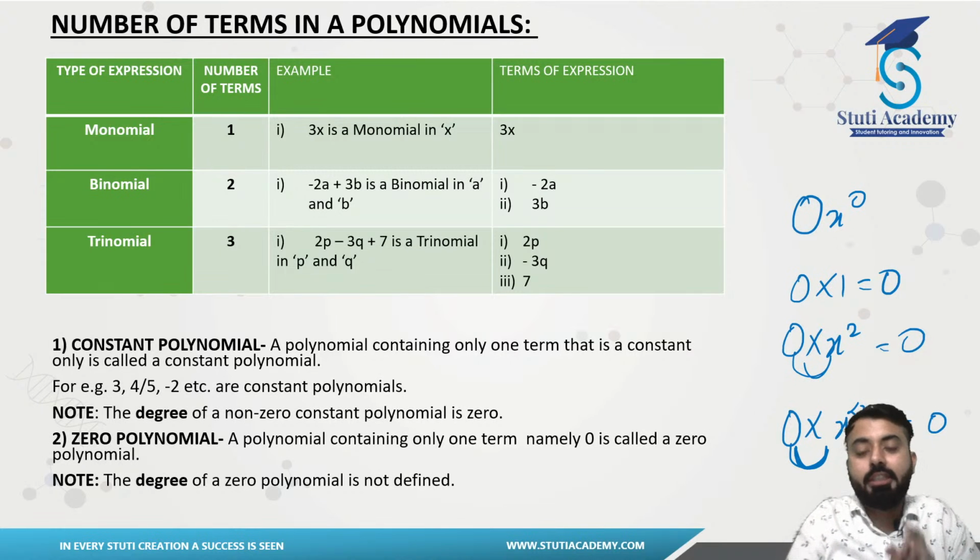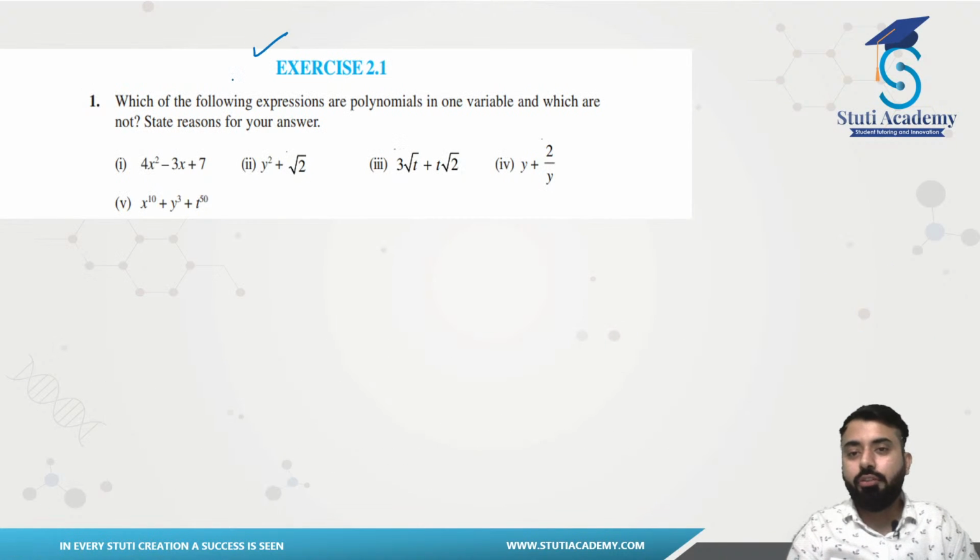So any degree that you want to find out for 0 will be not defined, or you can say infinite. Actually, the correct term would be not defined, but if you want to use infinite, then you can use that. But remember, degree of 0 is not defined. That is the point here. I hope you guys understand this, right? You don't have any doubt in this. Now let's move forward and see our exercise 2.1.